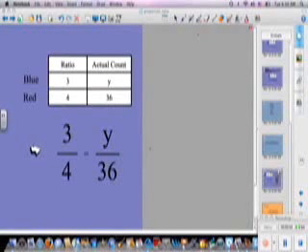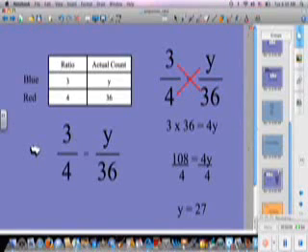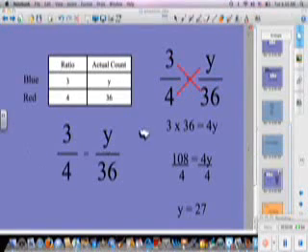So here we go. Set up our ratio box, and then we set up our fraction right here. 3 over 4 equals y over 36, and then right over here is how we show our work. We're going to multiply 3 times 36 and 4 times y right here. We get 108 equals 4y, and we have to get the variable by itself, so we divide both sides by 4, and y equals 27.